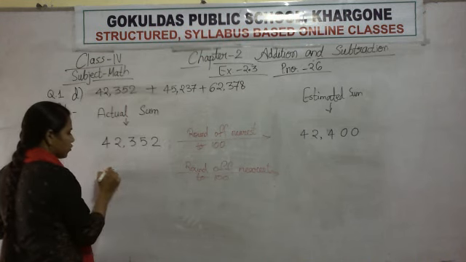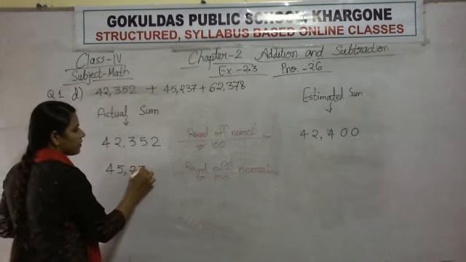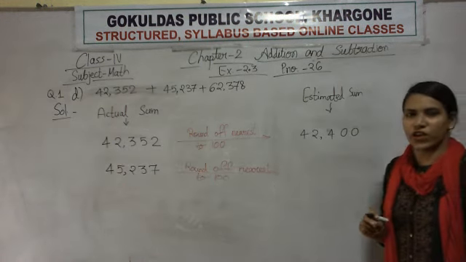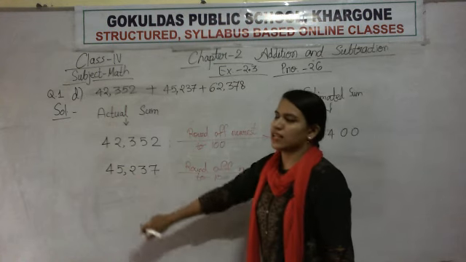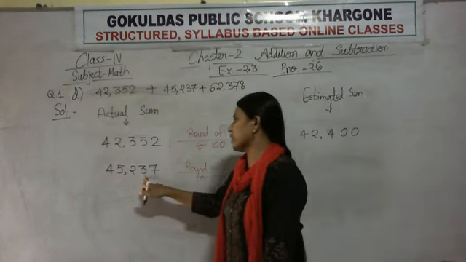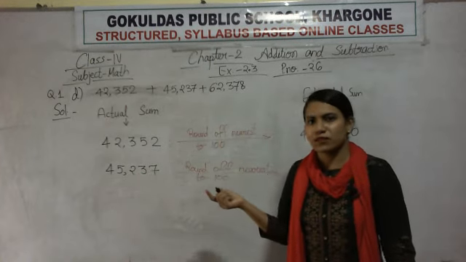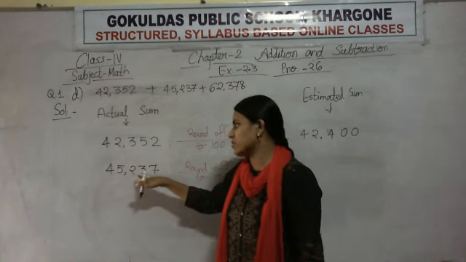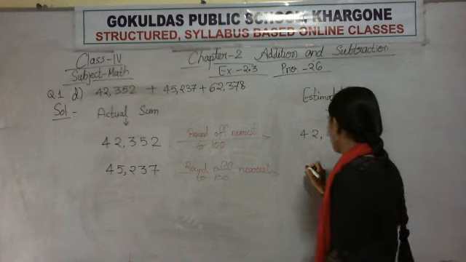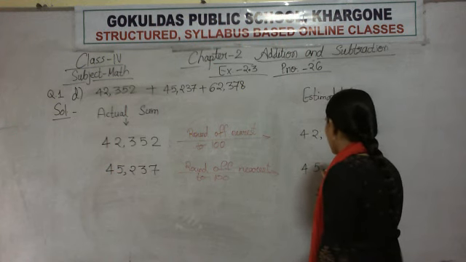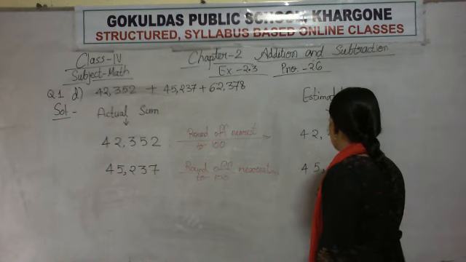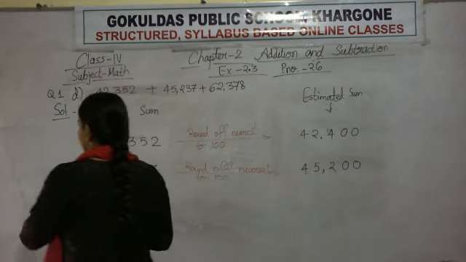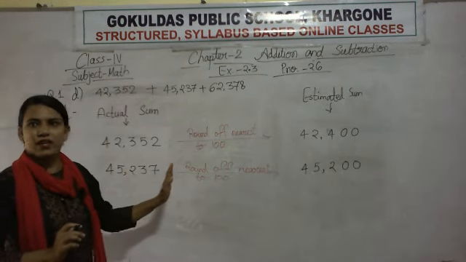Okay, now the next addend. Your second addend is 45,237. Now round off this number to the nearest 100. For rounding off, you will check the tens place. You see that here at the tens place 3 is there. So according to rule 1, you will keep the hundreds digit as it is and make the ones and tens places 0. So after rounding off, you got 45,200. Now you see that we have rounded off both the numbers.